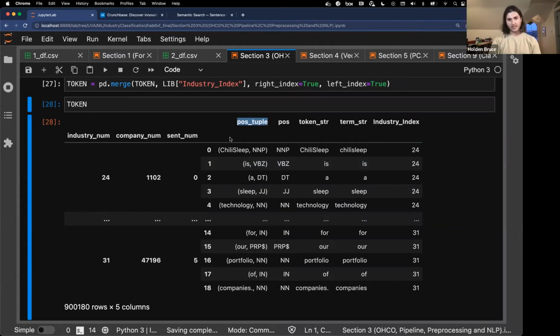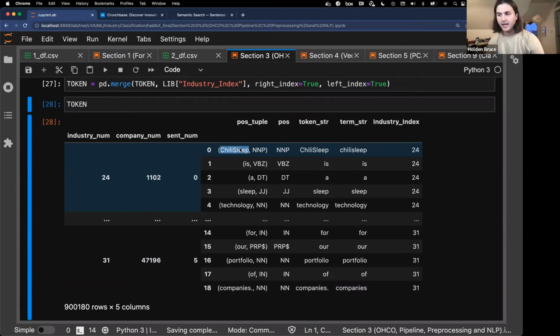What it does is it allows you to identify a word within the context that you find it. So right here, this is a proper noun, an NNP. And the hidden Markov model is able to identify that the word chili sleep is a proper noun based on this really powerful underlying algorithm that can say, hey, you used this word, we think it's probably this part of speech.